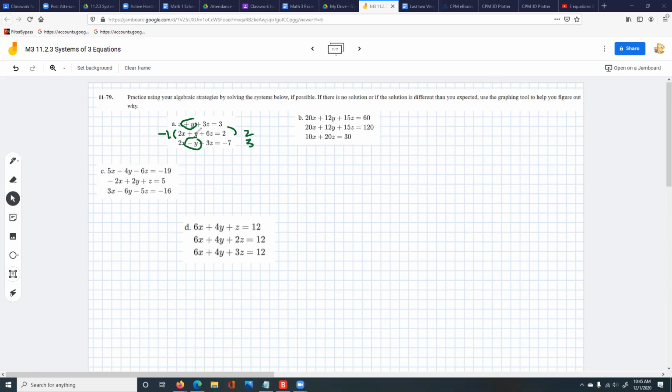I would probably do it that way, it's better. Then I don't have to multiply by anything. And then I'll get an equation with an x and a z in it, and then a number, and I'll get another equation with an x and a z in it, and a number, and then I can solve for x and z. Okay, just like I did the first one.